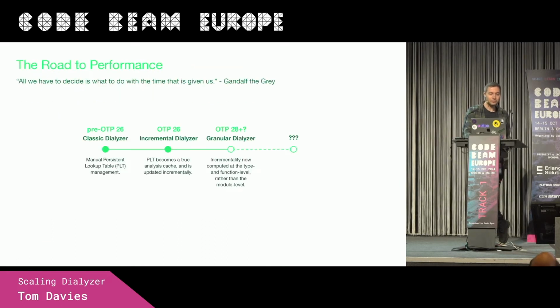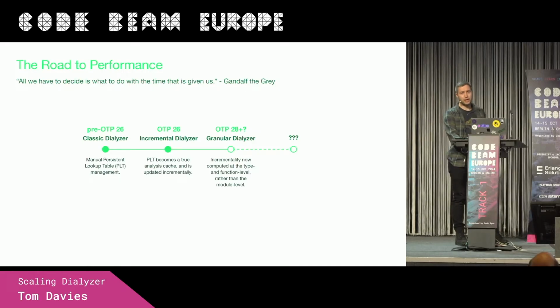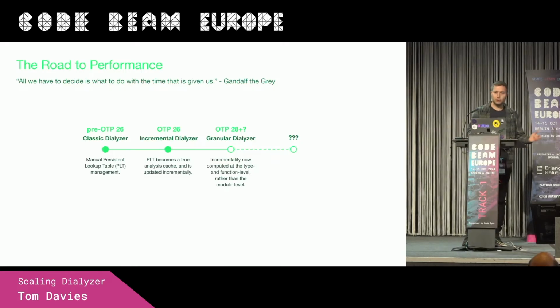So pre-OTP 26, Dialyzer existed with this idea of the persistent lookup table, the PLT file. The general idea behind that was you had a bunch of code that you were actively working on, like your user-facing product app, and then a bunch of stuff that didn't really change, like OTP itself, or some third-party libraries, or what have you. And so you could stash the stuff that didn't change in the PLT file, and then use that as a kind of look-aside thing while you analyzed your actual code. So you can see there's some amount of reuse and caching.